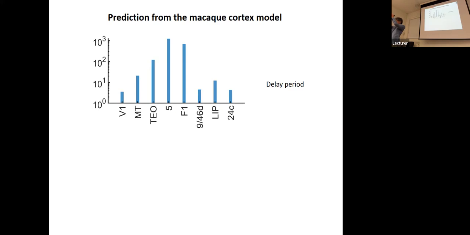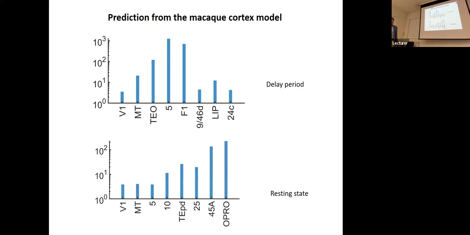And so near the transition, near the bifurcation point, the time constant can get very long. Those areas higher in the hierarchy actually show pretty short time constants during the delay period. And if you repeat the analysis in the same model at rest, before the stimulus is shown, you reproduce this more or less monotonic pattern of time constants, right?